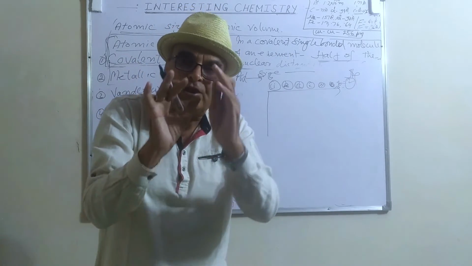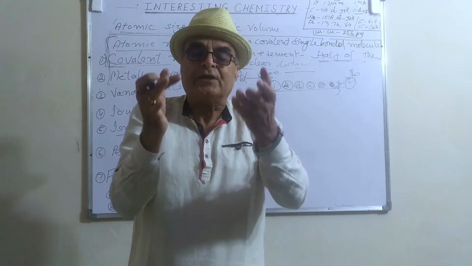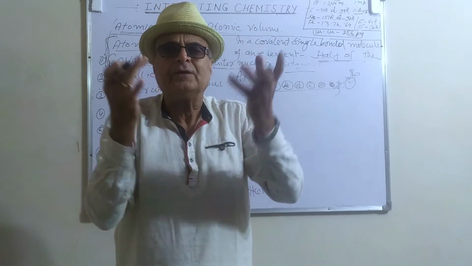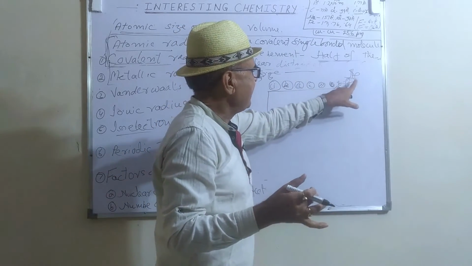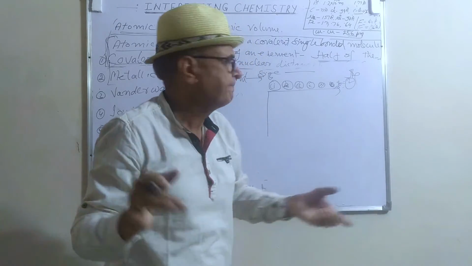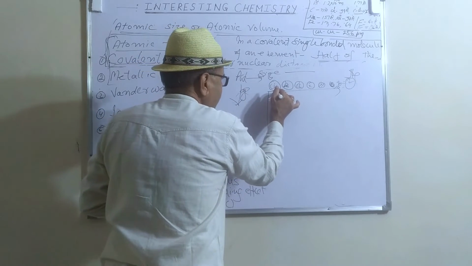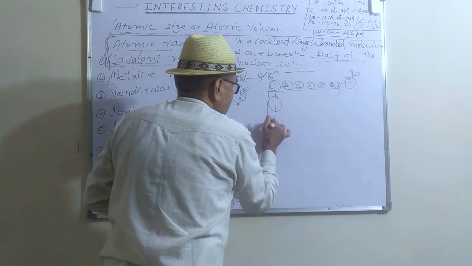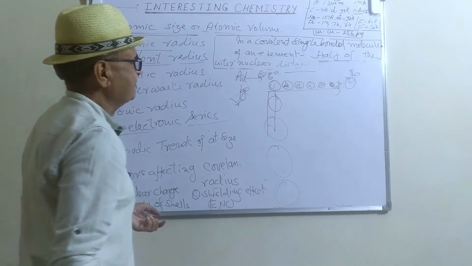Helium, neon, argon, they have fulfilled outermost orbitals, so their size will automatically increase. So up to fluorine, the size will decrease, and the size of the inert gases is different. Now come to a group, from upward to downward. Here the size will be increased.